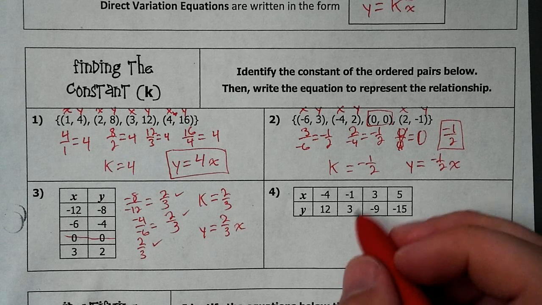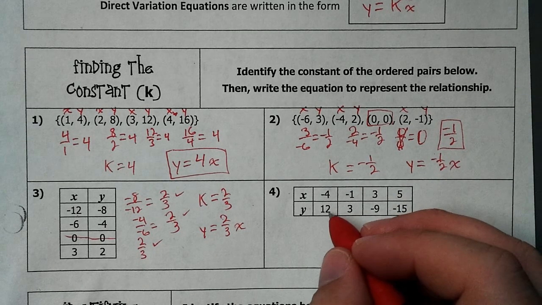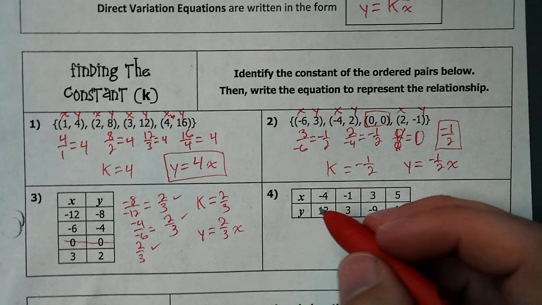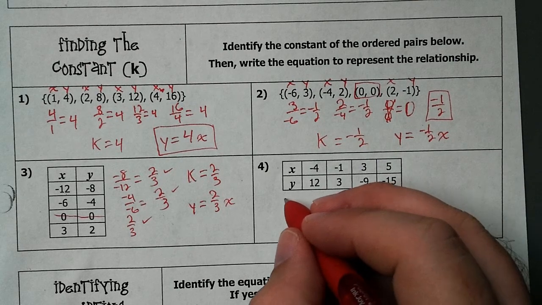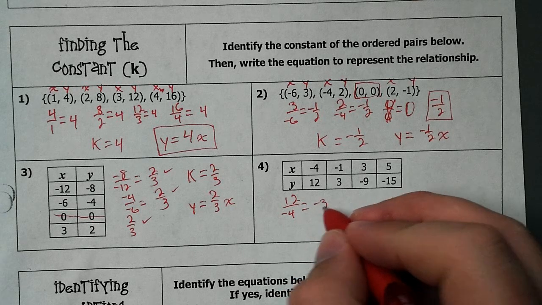Let's do one more table. So right here, we've got our y's here on the bottom and our x's on the top. Just make sure to still write your ratio as y over x. So this is going to be 12 over negative 4. 12 divided by negative 4 is negative 3.